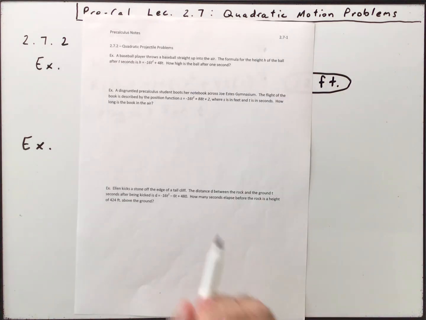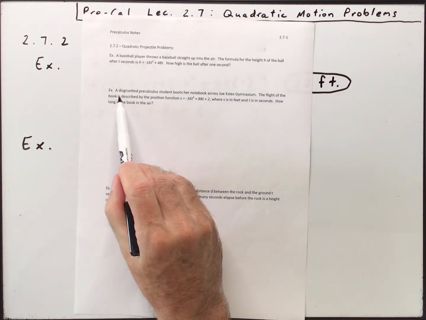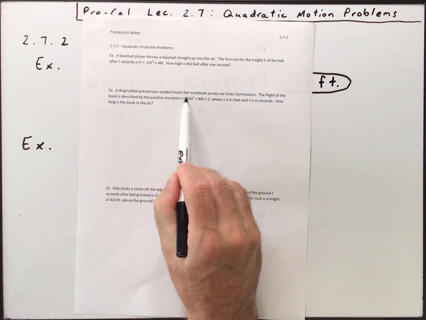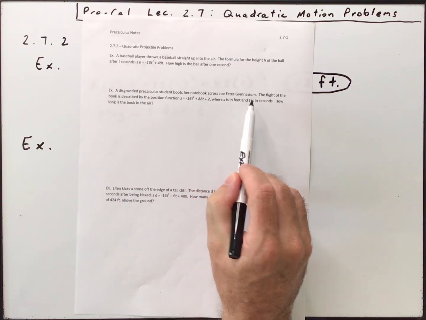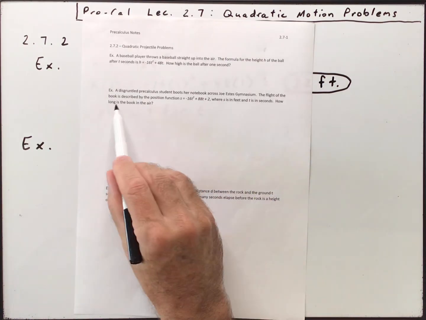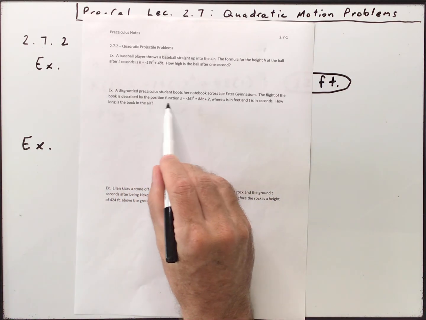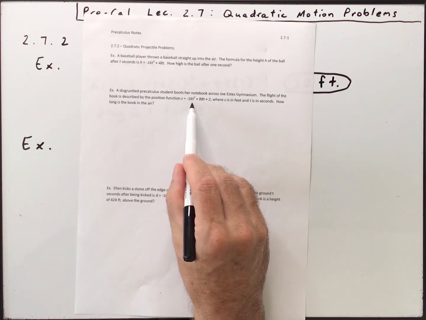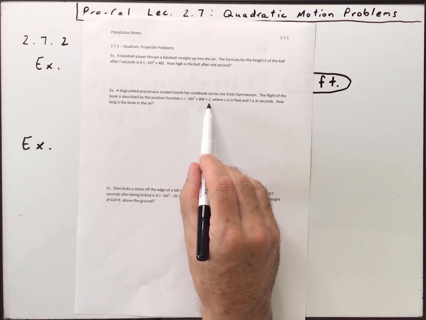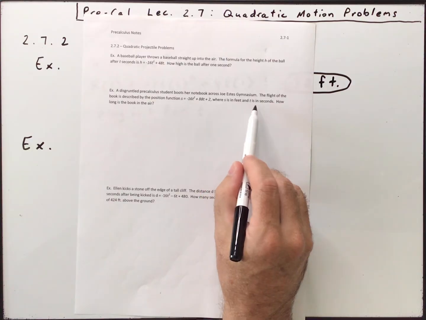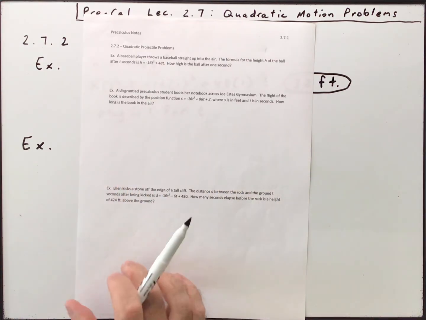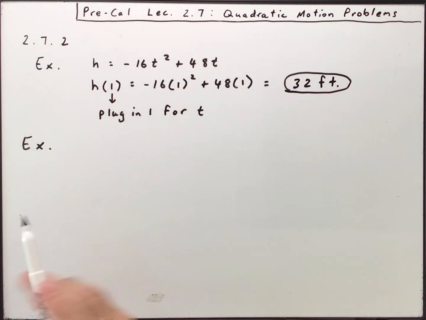All right, number 2. Our second example says, a disgruntled pre-calculus student boots her notebook across Joe Estes Gymnasium. The flight of the book is described by the position function s is equal to negative 16t squared plus 88t plus 2, where s is in feet and t is in seconds. How long is the book in the air?